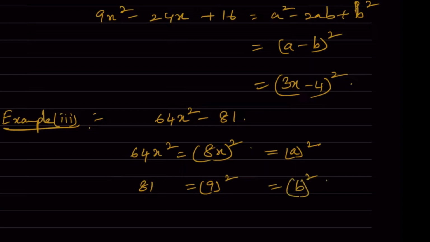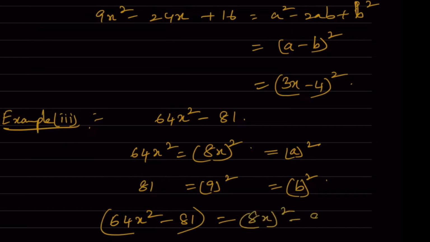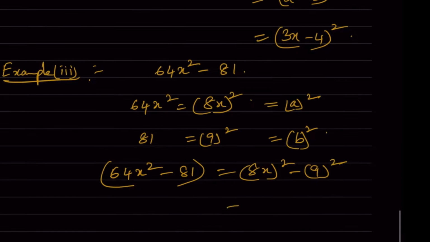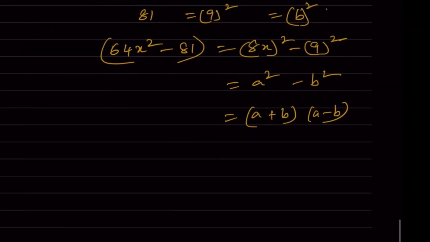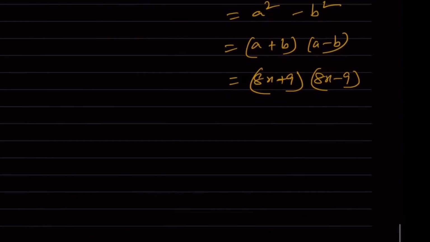So you have a formula for this, wherein you can write 64x square minus 81 as (8x) whole square minus 9 square, as this is a square minus b square, which can be written as (a plus b) into (a minus b), using the third identity we have here. The third identity is a square minus b square is equal to (a plus b) into (a minus b), which is equal to (8x plus 9) into (8x minus 9). So this is the method of using algebraic identities.